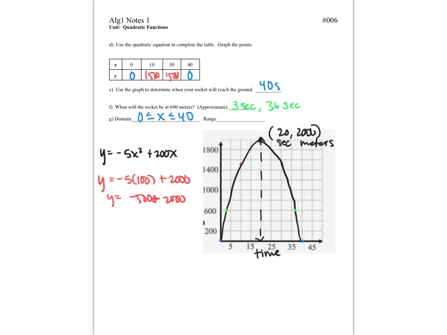0 and 40 seconds. The range is all of my possible outputs or all of my possible y's, which is going to be the span on the y-axis. And so that's going to span from 0 all the way up to 2,000. And so my range would be between 0 and 2,000, written as an inequality. This says that y can be greater than or equal to 0, and it says that y can be less than or equal to 2,000.